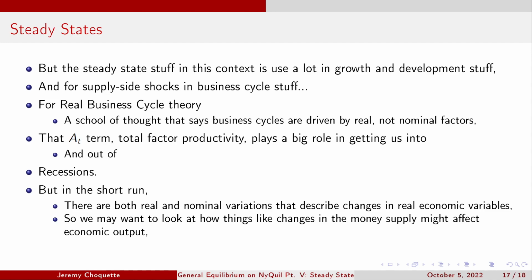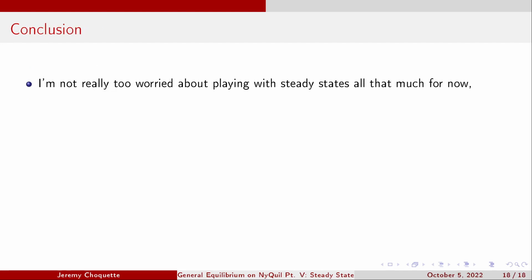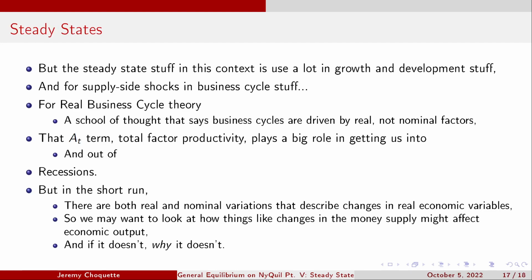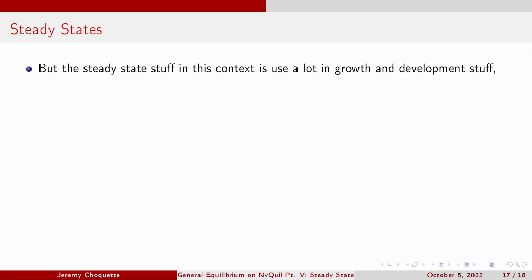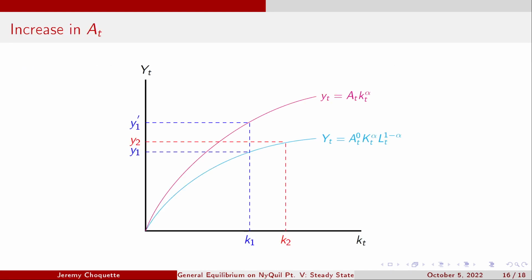So if you want to look at things like changing the money supply, how that might affect economic output, and if it doesn't, why it doesn't, then you're really going to need to go beyond real business cycle theory. And that's where the new Keynesian school of thought comes in, because what we just went through, right, there were no nominal variables here. These are all real variables. If you change a real variable, great. You're going to be changing some other real variables.